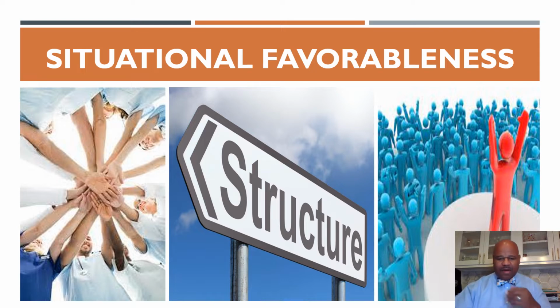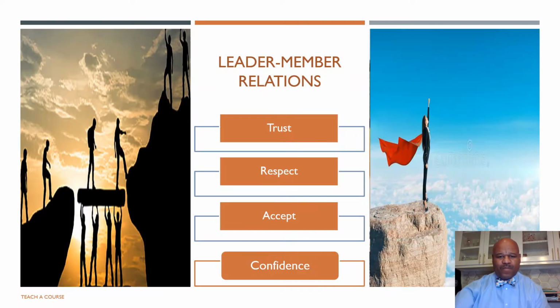Now we're going to look at the second part of contingency theory. That is situational favorableness. And it's three things that will impact it, three variables. And that is leader-member relations, the task structure, and the power position. We're going to dive in deeper and see what these three variables talk about.